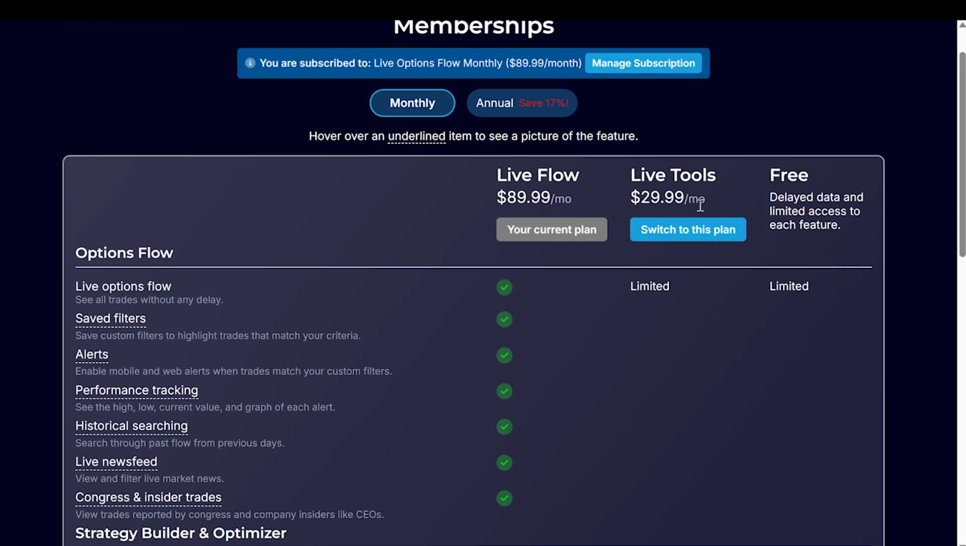Really great option. Honestly, I would consider using that plan in combination with another options order flow service. It'll come out to about the same cost as live flow, and you'll get all of the extra features of something like Insider Finance, plus all of the strategy features of OptionStrat. You do just have to go back and forth between two platforms.